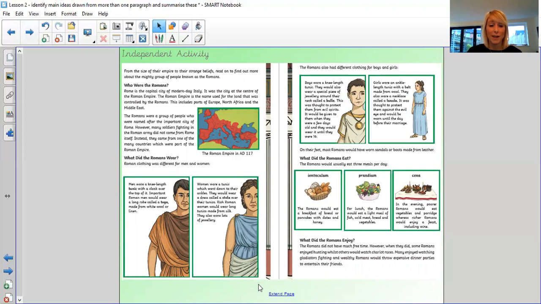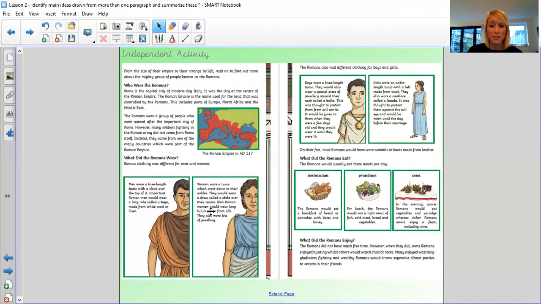Okay, so hopefully you've realised we've got some key features there for non-fiction text, haven't we? We've got subheadings. So we've got who were the Romans, what did the Romans wear, what did the Romans eat, and what did the Romans enjoy? And I quite like the way that they've put all of the subheadings as questions, because it kind of mimics what the reader might have in their mind. The reader might be thinking, I wonder who the Romans were, and then the question's answered for them in that section. Okay, so it's a really good way to help the reader to find the information that they want.